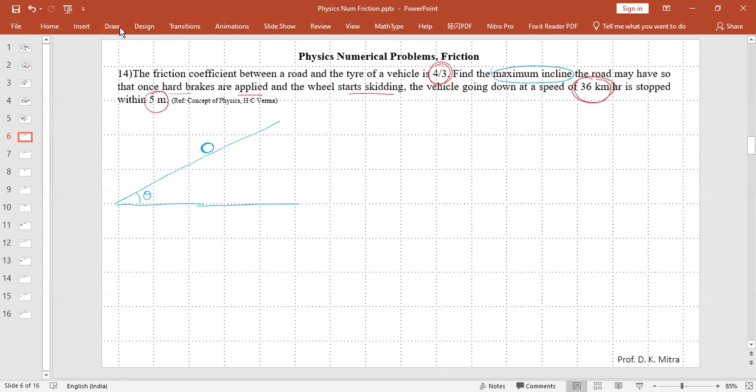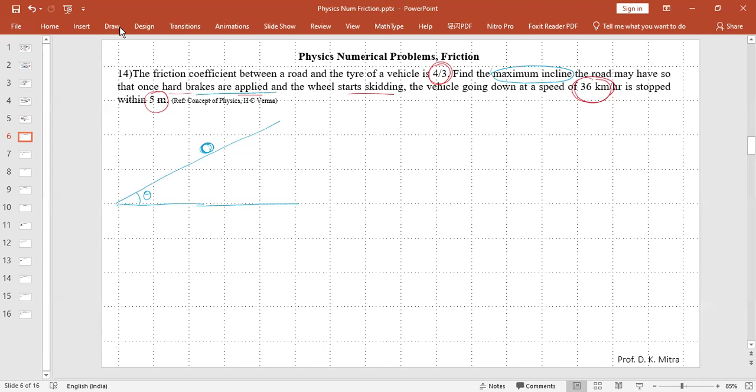Try to understand the problem clearly. It says once hard brakes are applied, that means both the handbrake and foot brakes are applied, and the engine is stopped. Then what happens? The wheels will not move any further. The car will only slide down. That means the car will be like a block of wood or iron.